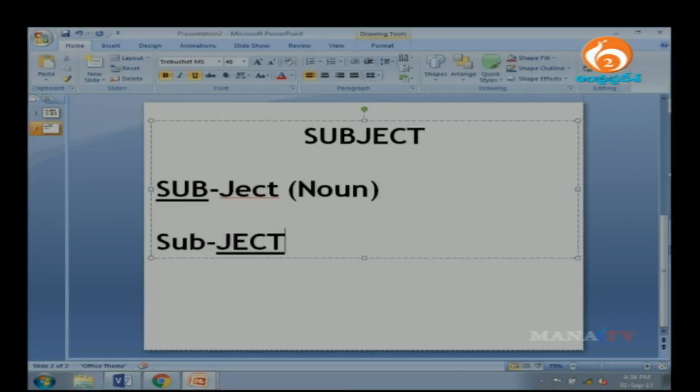When I'm using the second example, where the second syllable stress is used, it means that's a verb. Please do not subject the students to any training session during holiday. The rules are subject to change. Okay, so when you have the stress on the second syllable, it means it's a verb. When the stress is on the first syllable, it means it's a noun.